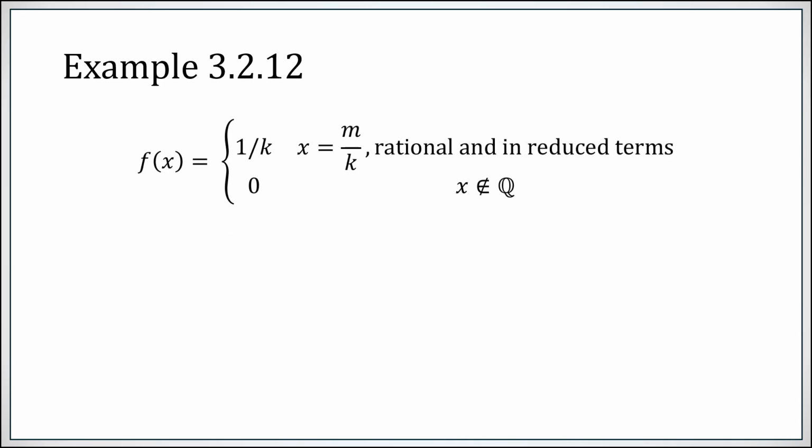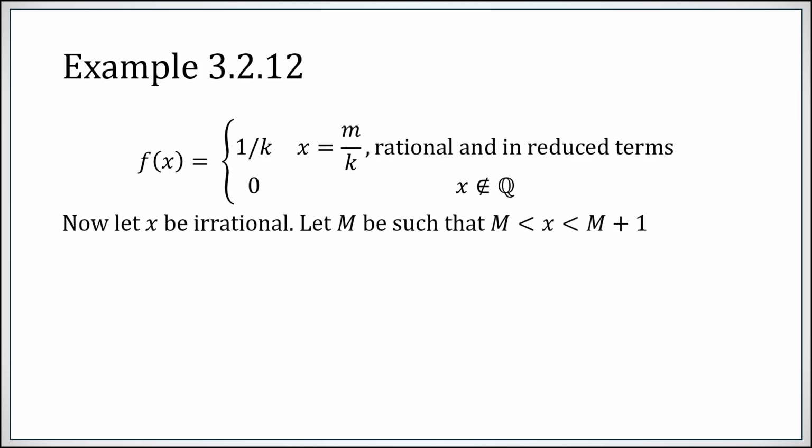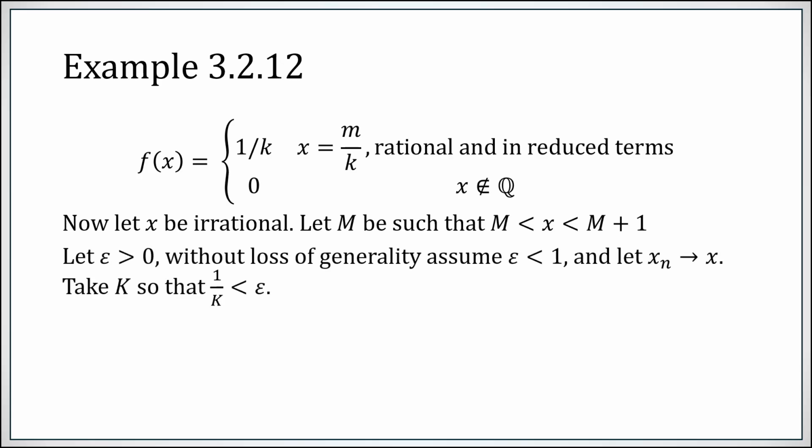Okay, so here is our function, and it is discontinuous for rational x. So let's let x be irrational. We want to show it is continuous there. First, I'm going to stick x between two numbers m and m plus 1. Now, let epsilon be positive. We're attempting to show continuity at x, so that begins with a for every epsilon. So let epsilon be positive. We're going to go ahead and assume epsilon isn't just positive, but that it really is small.